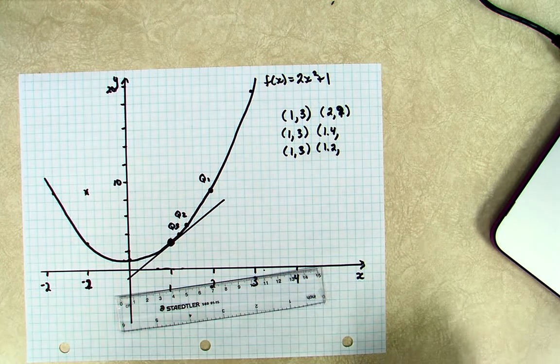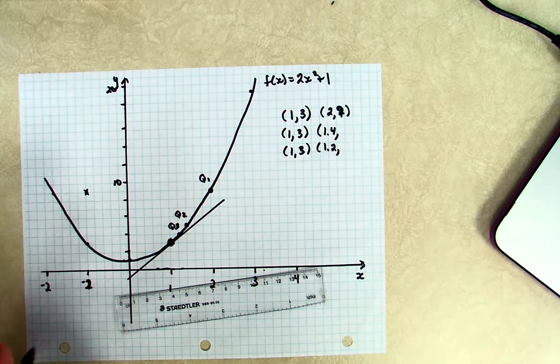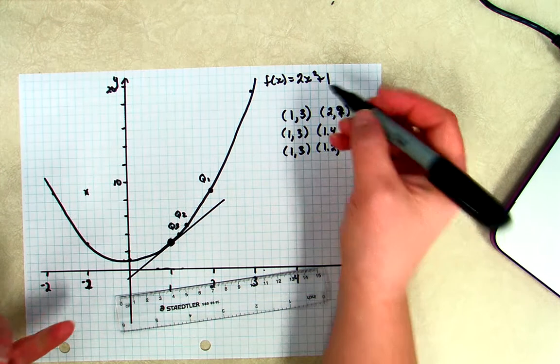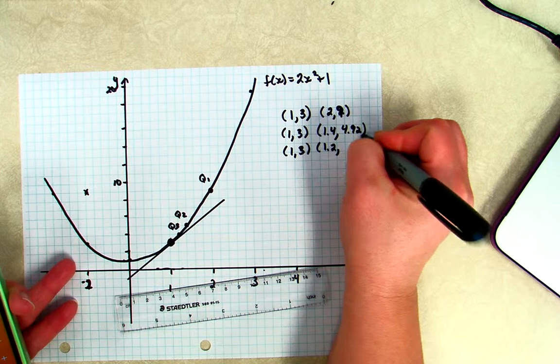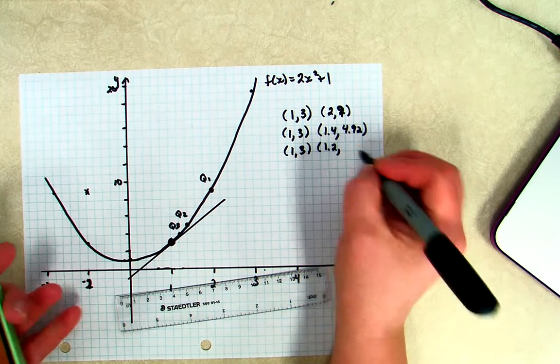Now, using a calculator, I'm going to figure out the y's that go with my not so nice points, my 1.4 and my 1.2. 1.4 squared times 2 plus 1. Again, I'm going back to the original function. It's 4.92. And I'll do the same thing with 1.2. So 1.2 squared times 2 plus 1.